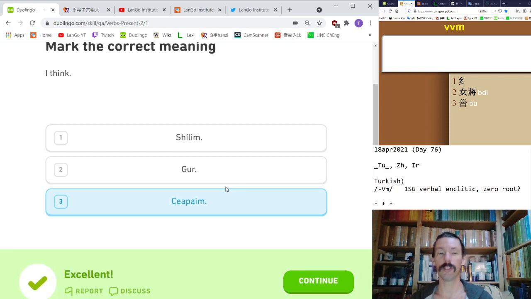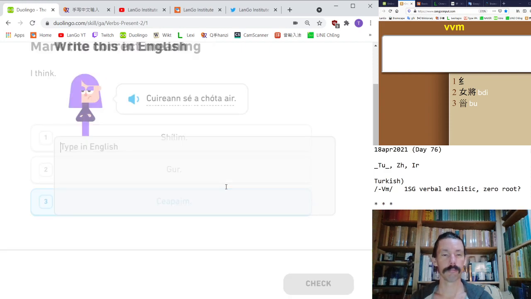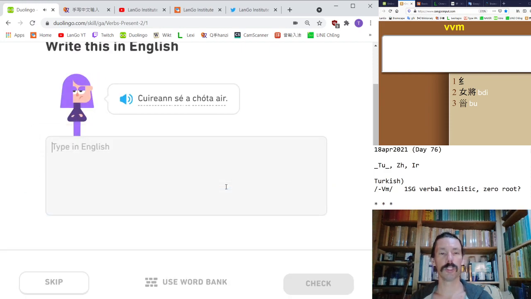Cuireann sé a chóta. He puts his coat on, right? A chóta, I think so. Masculine possessor. He puts his, no, just on himself. He puts his coat on. Puts on his coat, I think.